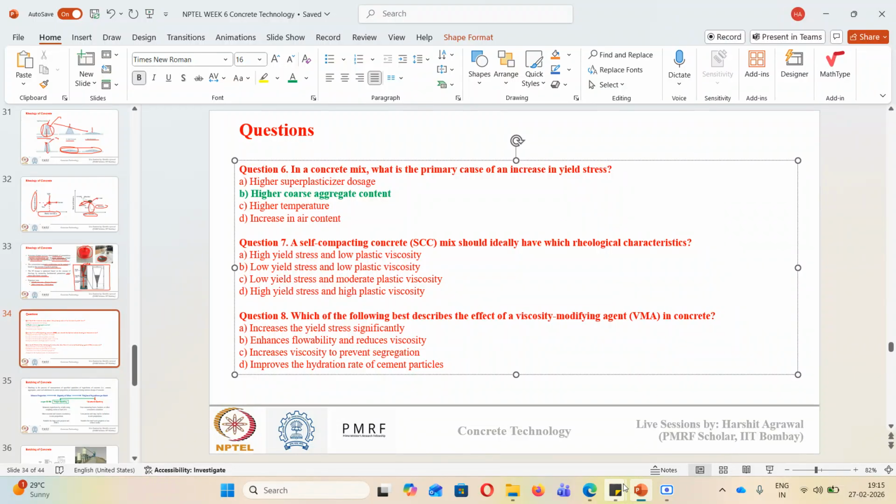Question number 7, a self-compacting concrete mix should ideally have which rheological characteristics? Okay, for a self-compacting concrete, which rheological properties are ideal? Can anyone tell me based on your understanding about yield stress and plastic viscosity?